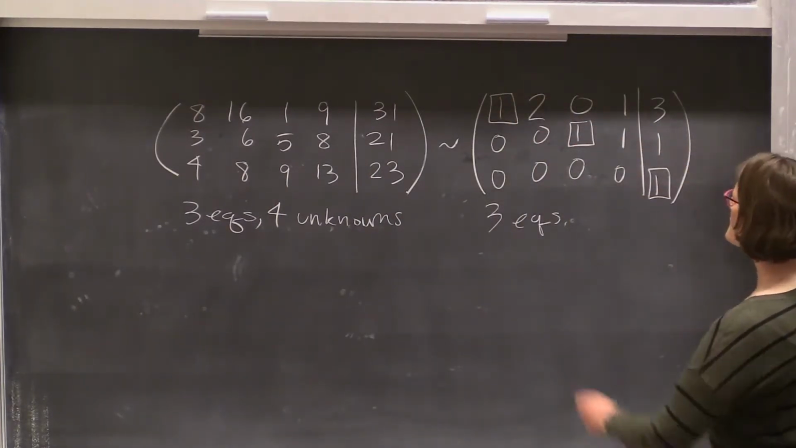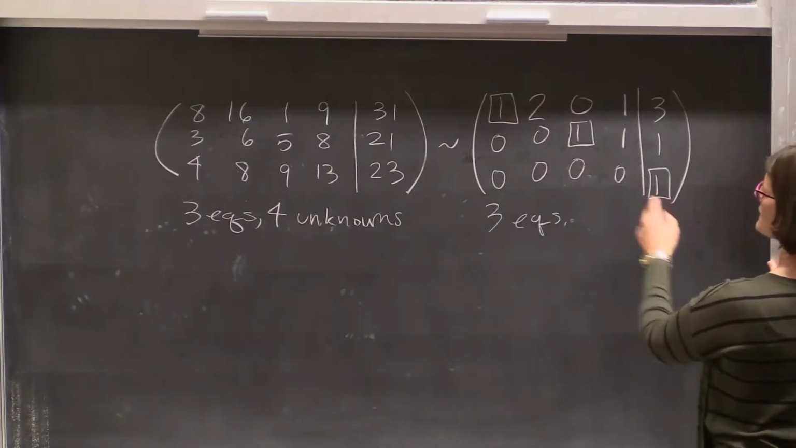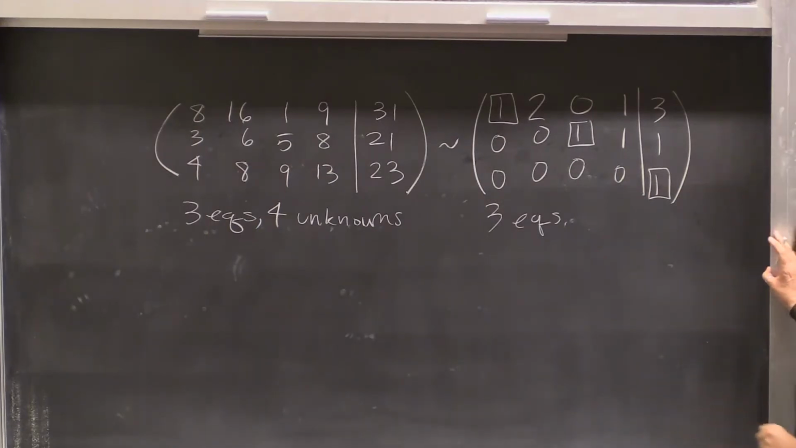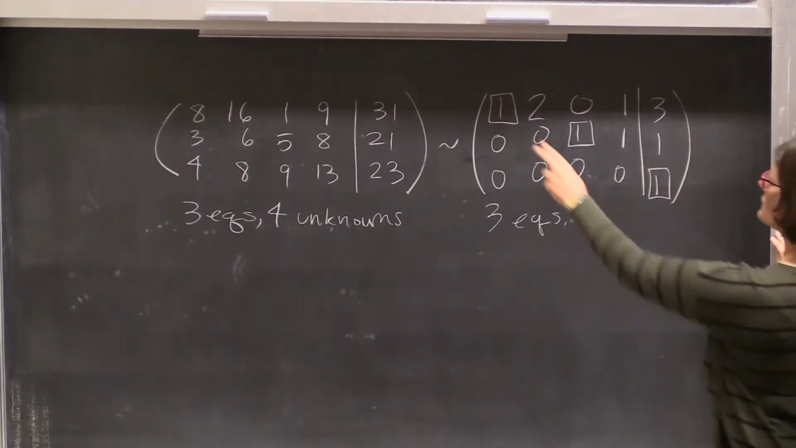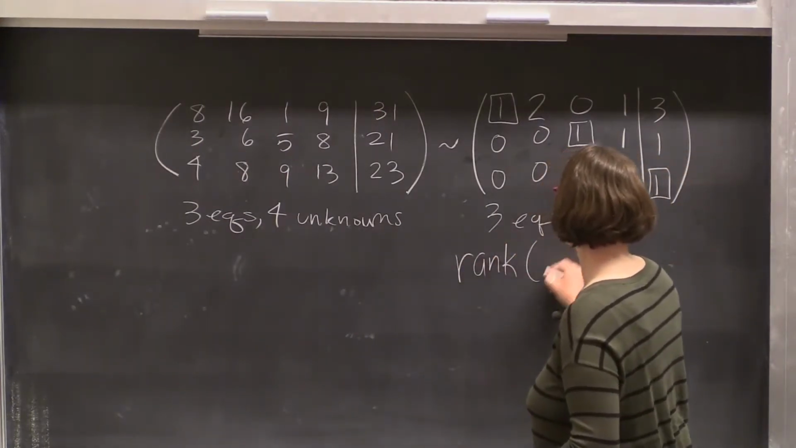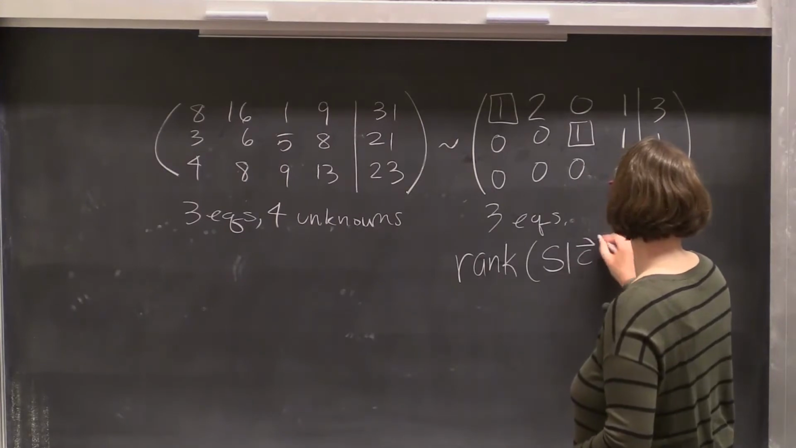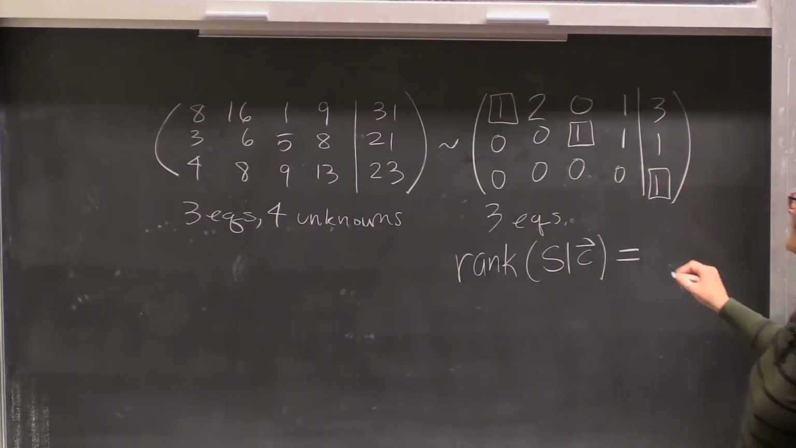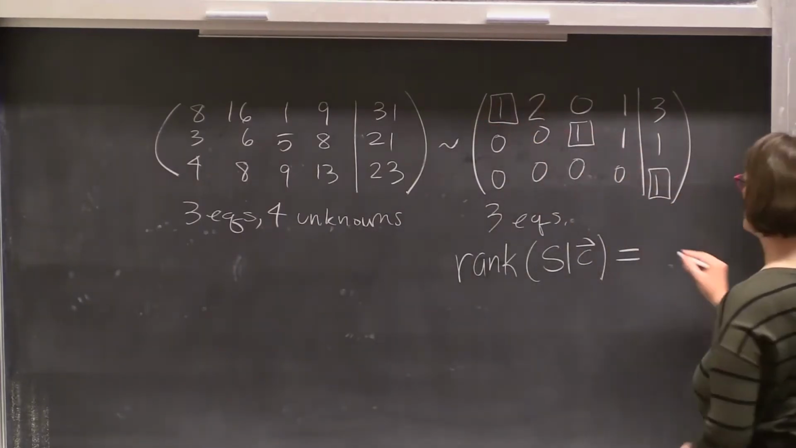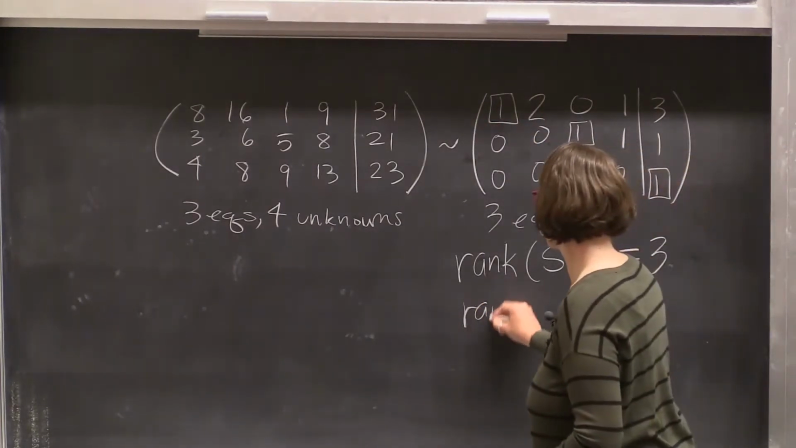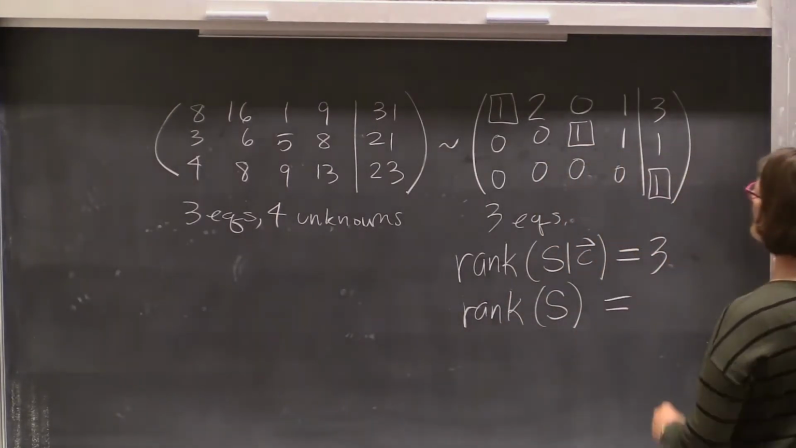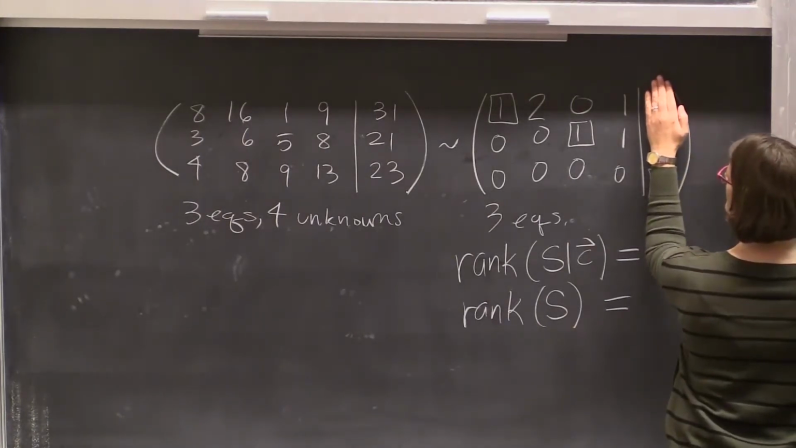Now, these things are called leading ones because they are the first non-zero entry in the row, and they equal 1. The number of leading ones, this is for language, is the rank. So the rank of the matrix SC is equal to what? How many leading ones are in this matrix? 3. The rank of the matrix S, how many leading ones are here? 2.